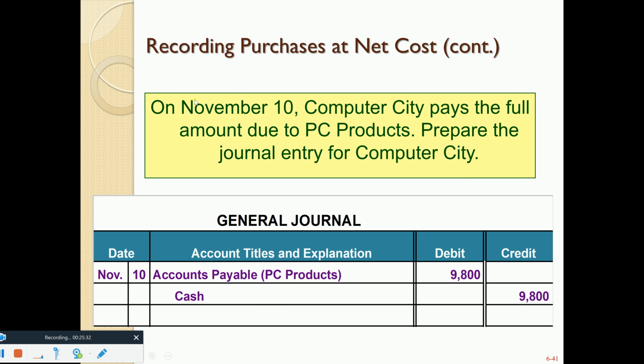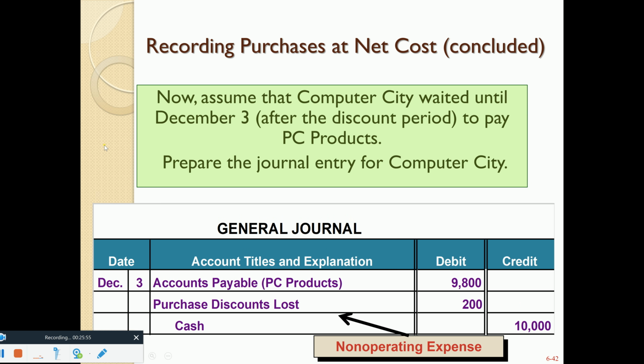Now 7 days later, on November 10th, we made payment. We entered into it on November 3rd, and we're making payment on November 10th. That's within the 10-day discount period. And so all we need to do is pay the payable. We will reduce the accounts payable with a debit, and we wrote a check, so we will credit the cash account. All is well.